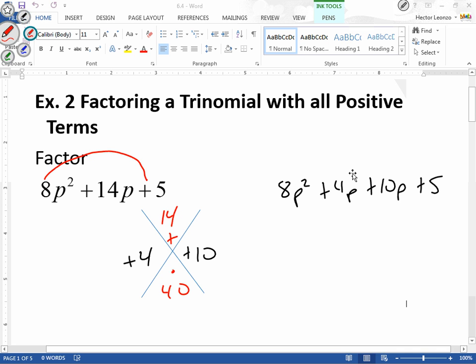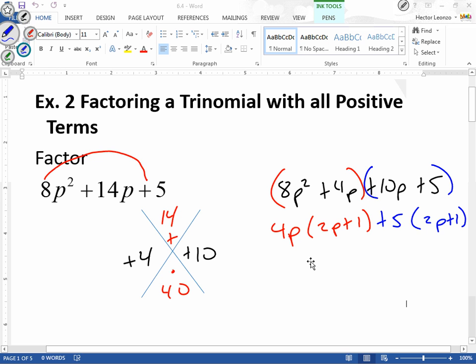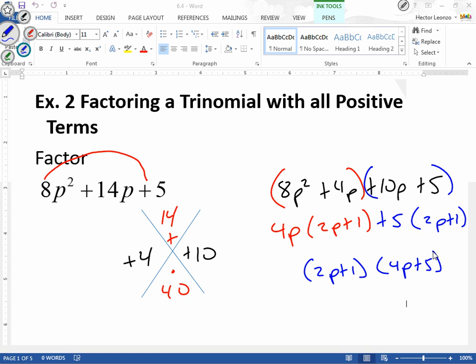All right, looking at the first two terms, I can factor out 4p, so I'm going to have 2p plus 1. Looking at the second group, I can factor a positive 5 out of it, and I'm going to have 2p plus 1. So my factors are going to be 2p plus 1 and 4p plus 5.